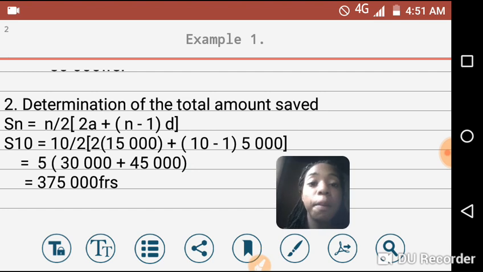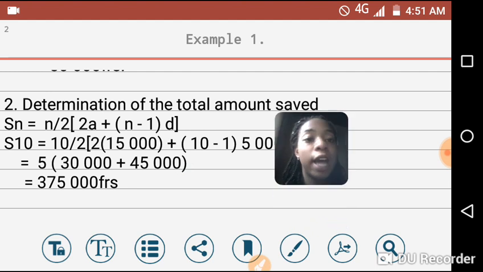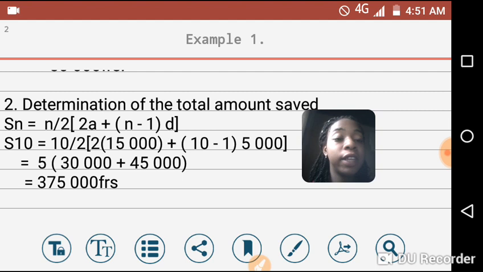Now let's go to the second part of the question, which says that we should determine the total amount saved. Now we have had the fifth and the eighth term. Now let's determine the total amount saved after 10 years. Now with this question, you are going to use the Sn formula, which is Sn is equal to N divided by 2 into 2A plus N minus 1, all multiplied by D.